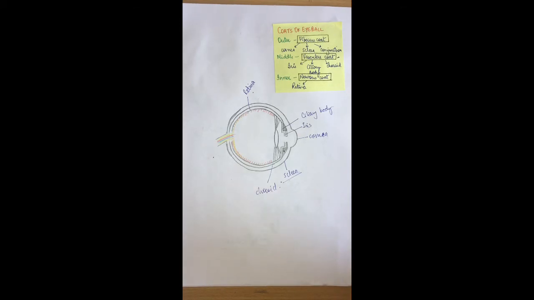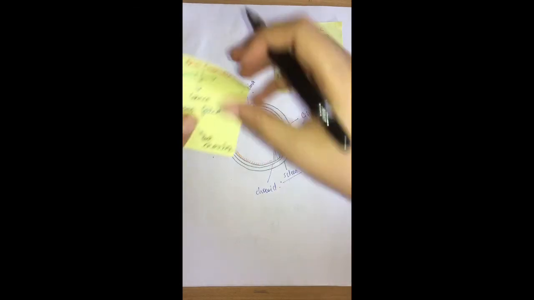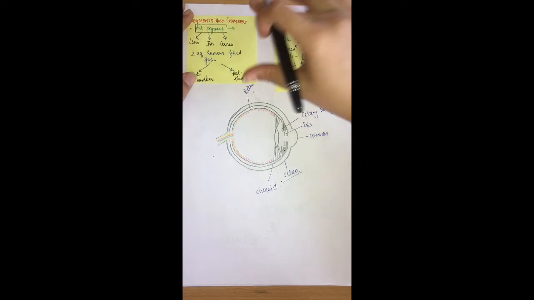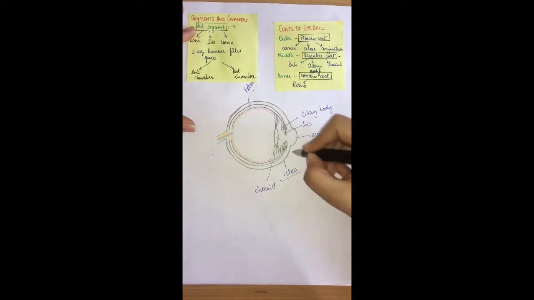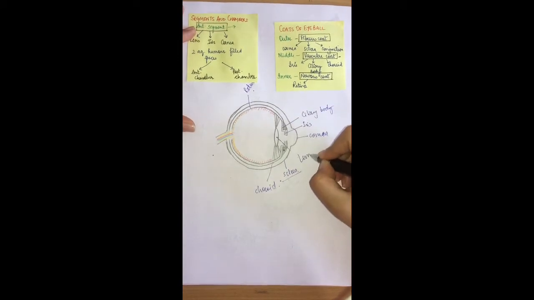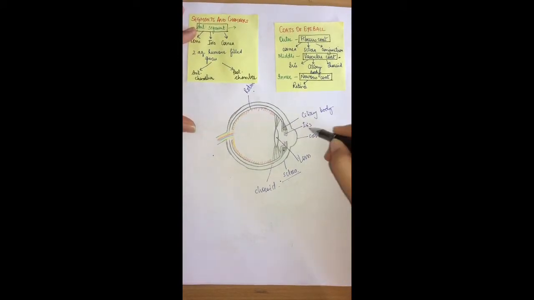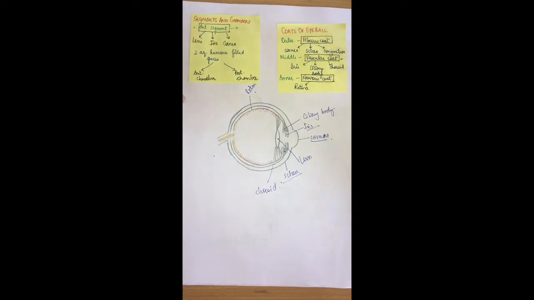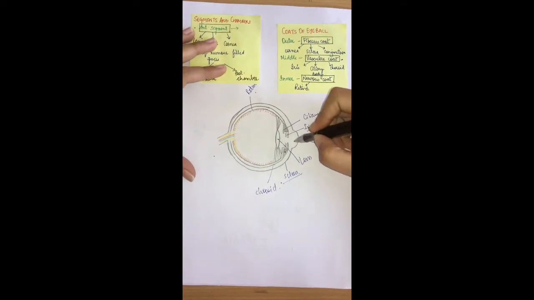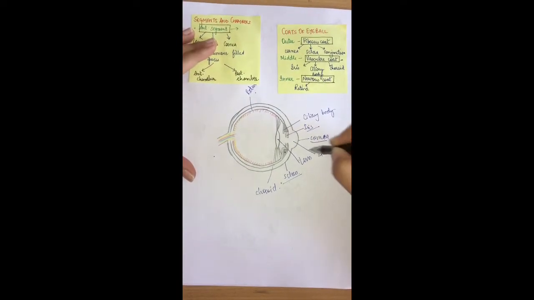The segments and chambers of the eyeball. It can be divided into two segments, the anterior segment and the posterior segment. The anterior segment consists of the lens, iris and cornea. This is the lens, this is the iris and this is the cornea. It is filled with aqueous humor and can be divided into two spaces. This is the anterior chamber and this is the posterior chamber.